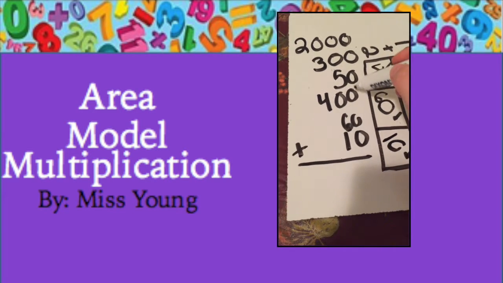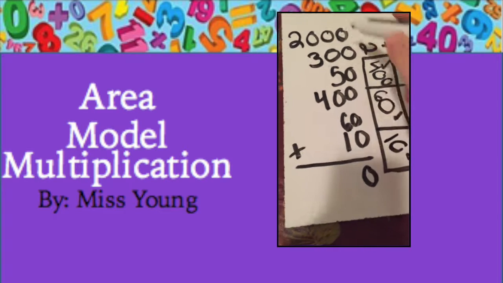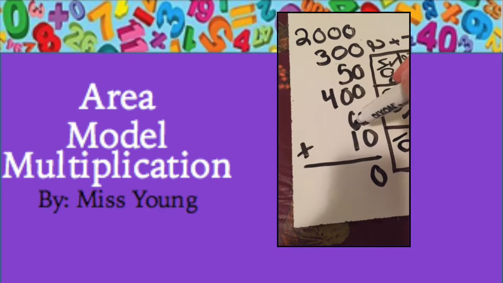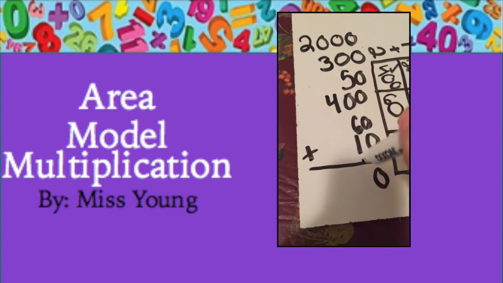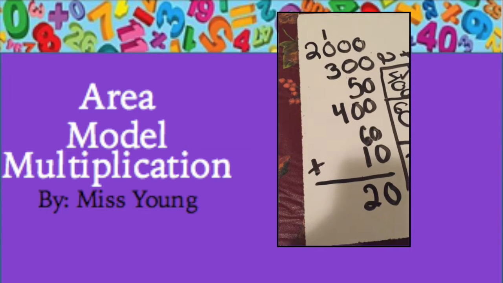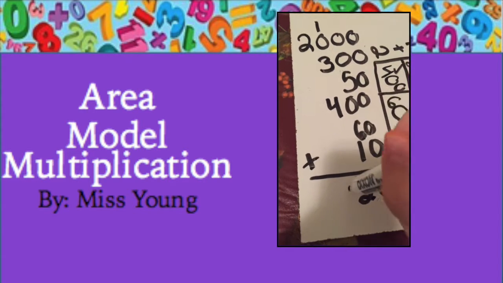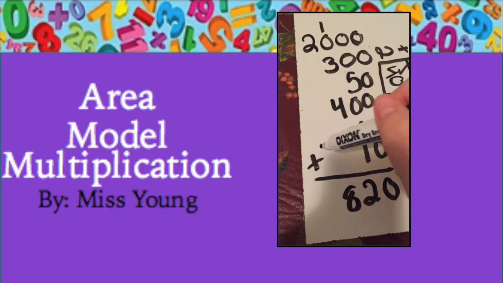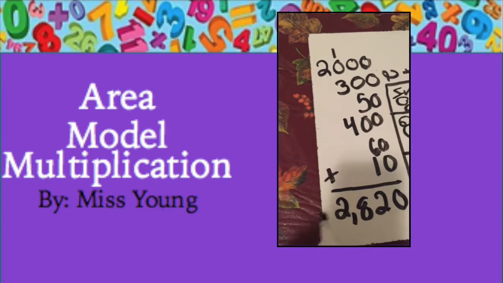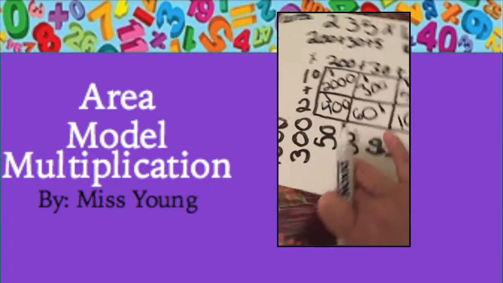0 plus 0 plus 0 plus 0 plus 0 plus 0 is 0. 0 plus 0 plus 5 is 5. Plus 0 is 5. Plus 6 is 11. Plus 1 is 12. I'm going to carry my 1 up, making sure that I keep it in the correct place value. 1 plus 3 is 4. Plus 4 is 8. And 2 plus nothing is 2. So my answer in my final product is 2,820.